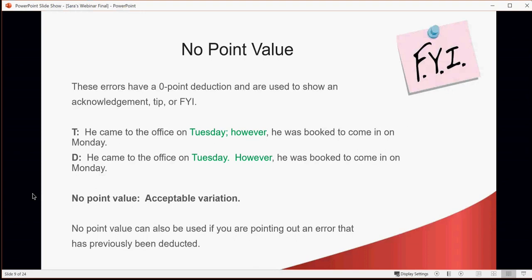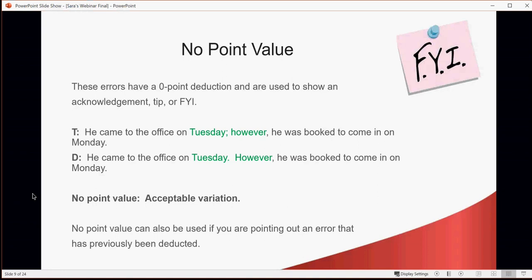No point values can also be used if you're pointing out an error that has previously been deducted. In our earlier example, we gave a capitalization error for medical transcriptionist. If you had written medical transcriptionist with capital letters throughout the report and you did it 5 times, you're only going to be deducted for the first one. The other ones are no point value. In fact, you don't even have to check them off, but you can if you want. Even though they're highlighted, you've already marked that error, so it's not another deduction.